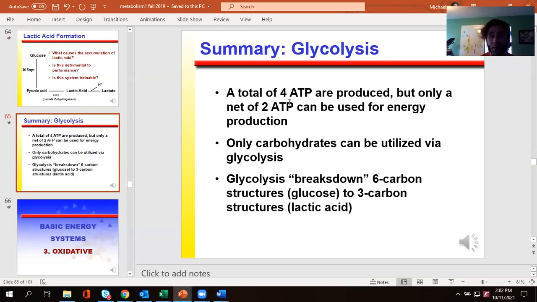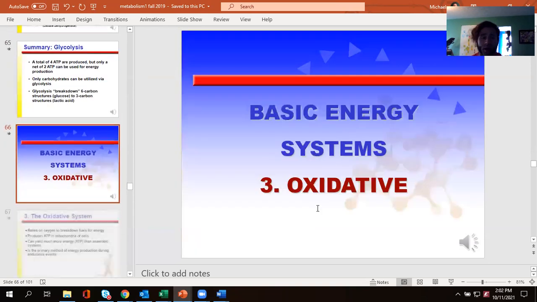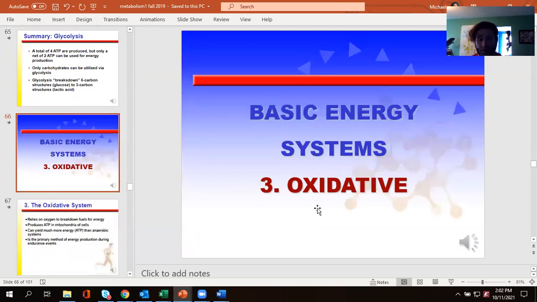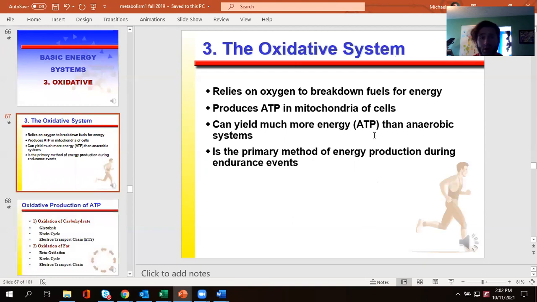We produce a total of 4 ATP, but we only net 2 because of the 2 we use for activation. We're only using carbohydrates in glycolysis, specifically glucose, and it breaks down the 6-carbon sugar into 3-carbon structures, lactate and pyruvate.